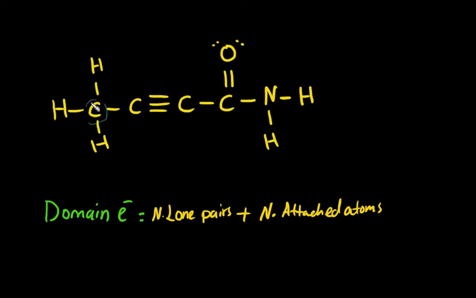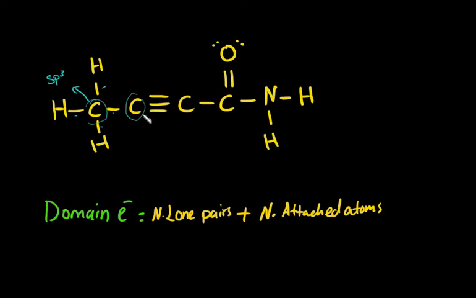This carbon, what is the domain number of this carbon, the domain electron? You can see this one atom bond here, 2, 3, 4. So the hybridization here will be sp3.